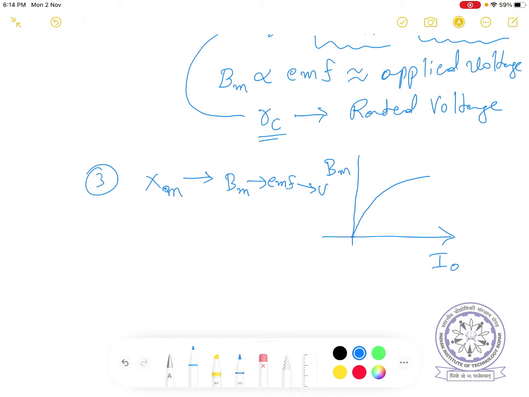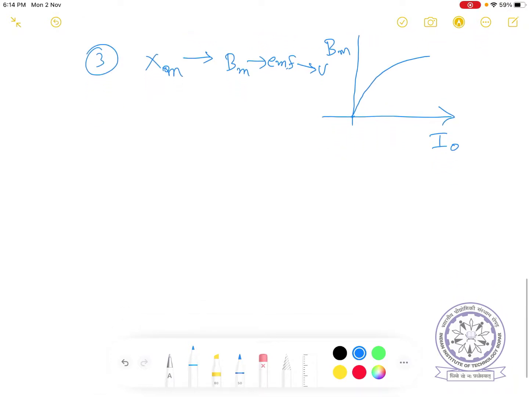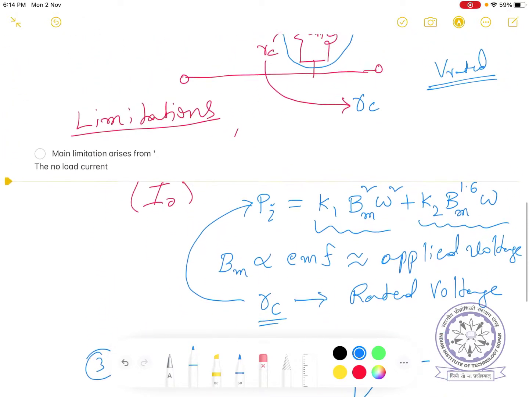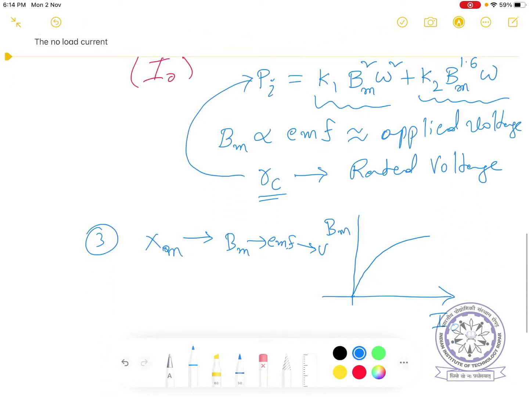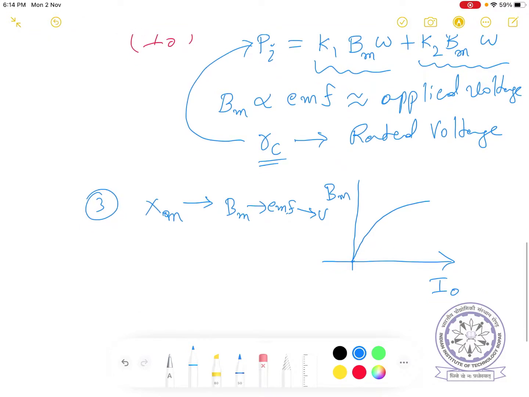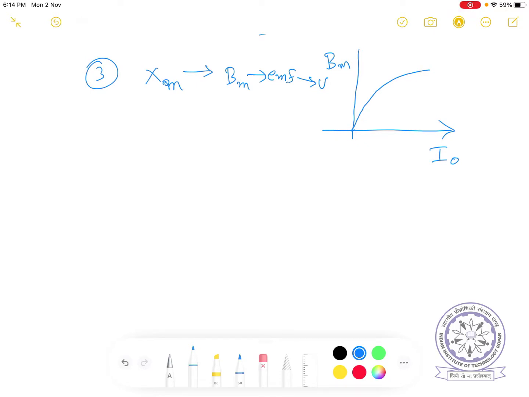But in spite of all these limitations: the first one is the no load current limitation, the second is that RC is not constant and depends on the applied voltage, and the third is that XM also depends on the BH characteristics.